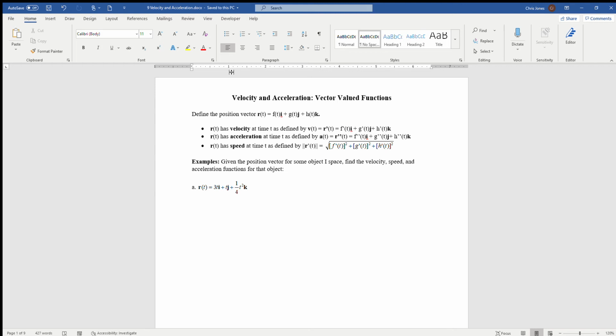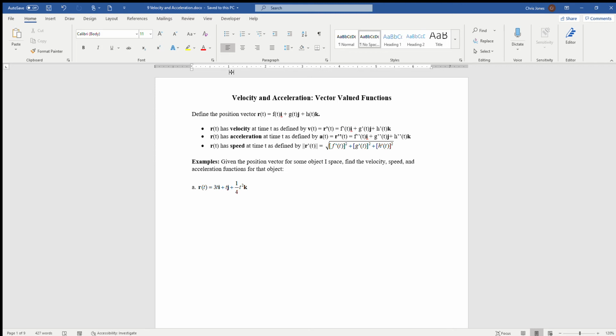So we know that velocity is just the first derivative of any function given the position. So if r of t defines the position, where r of t is f of t i plus g of t j plus h of t k, then if we take the first derivative of that function, that gives us the velocity. The second derivative gives us the acceleration function at any time t, or any parameter t. To find the speed, we just find the magnitude of the derivative.